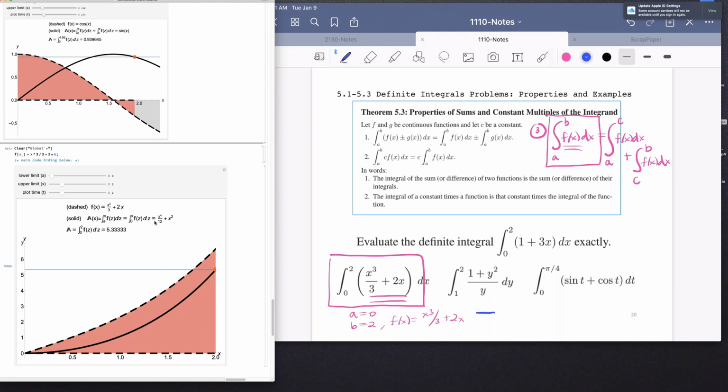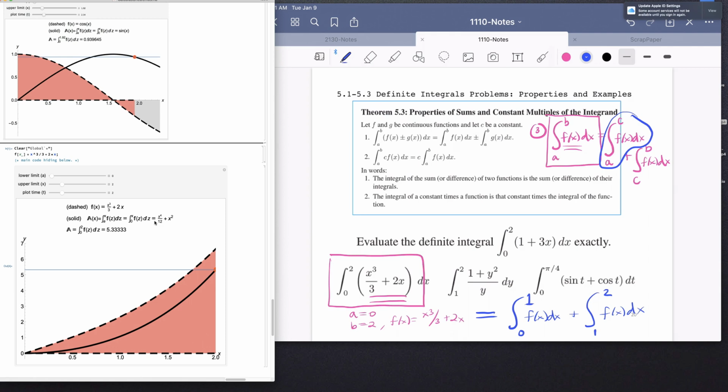But according to this property, we can split this integral from 0 to 2 into an integral from 0 up to some new value that we come up with, like 1 for example, and then we integrate the same function, plus the definite integral from 1 up to the original value b, which was equal to 2, of f of x dx. So this is what this new property of the definite integral is saying.